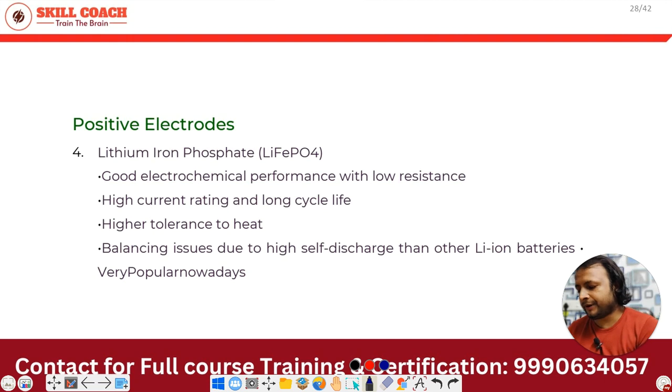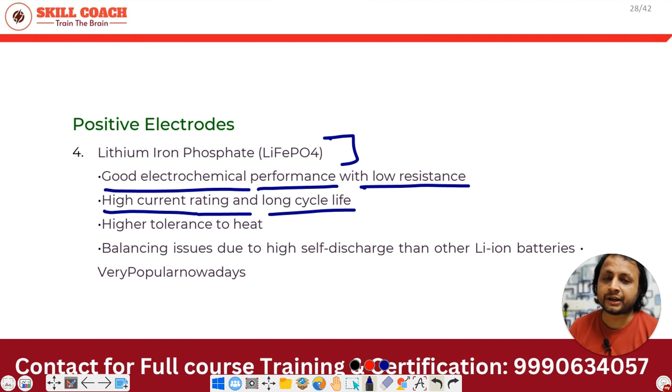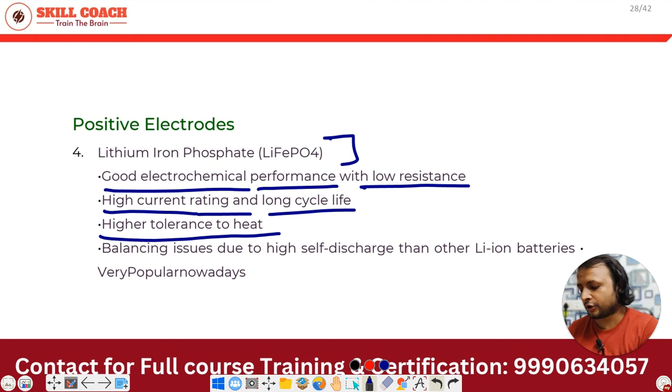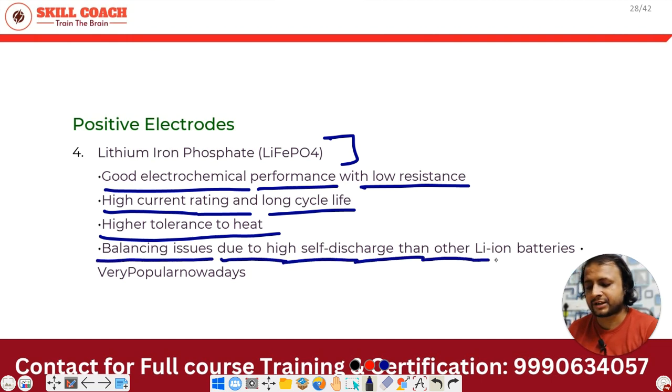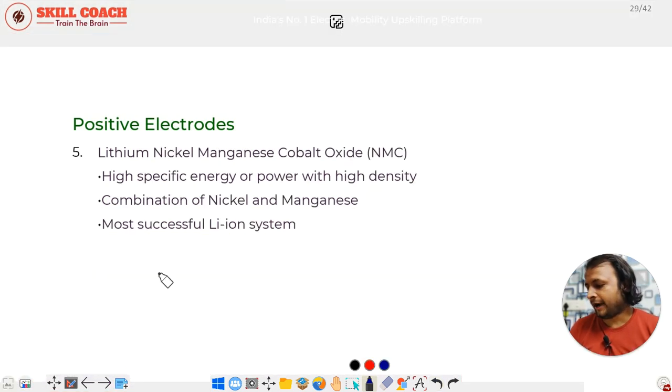And if the positive electrode is made of lithium iron phosphate, what is the advantage? Good electrochemical performance with low resistance. First thing. Second one is high current rating and long cycle life. So that is also very important and good. Higher tolerance of heat. Okay, that is one of the best advantages. And balancing issues due to high self discharge compared to other lithium ion batteries. So that is one problem, but it is very popular nowadays, because the disadvantage is very small and the other things are very promising.